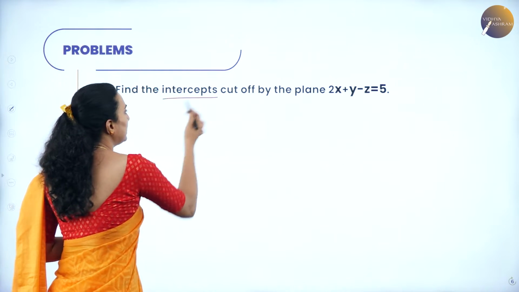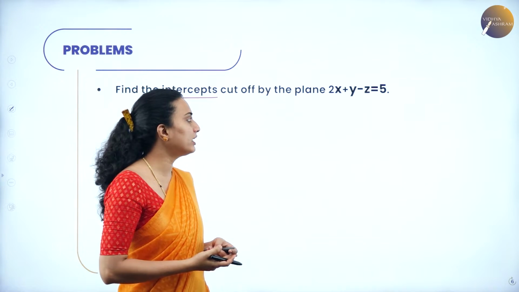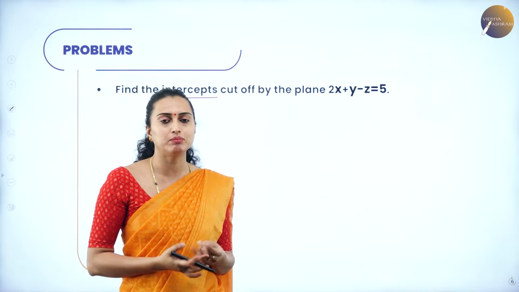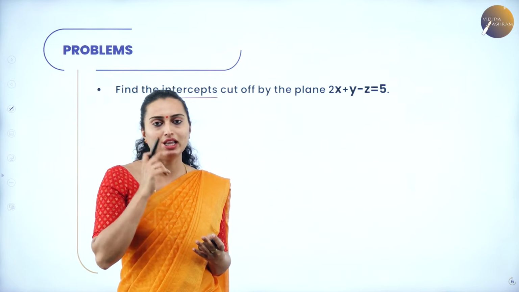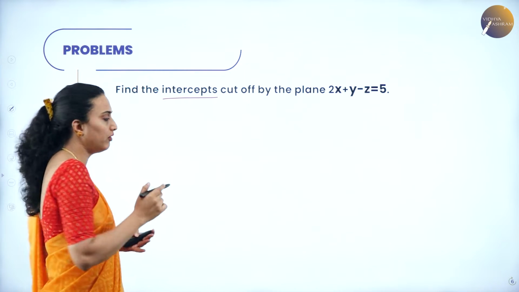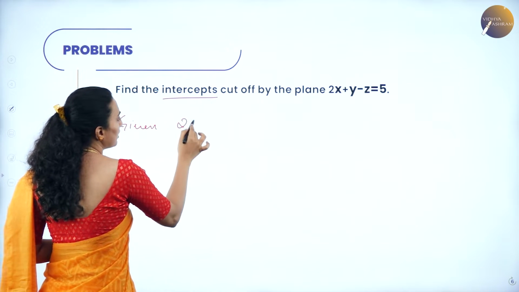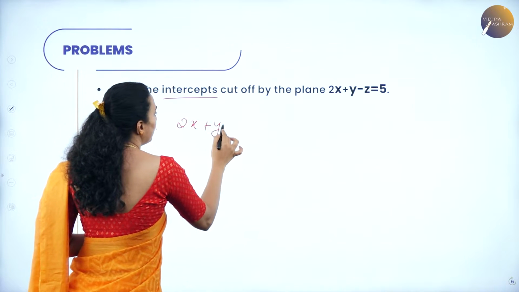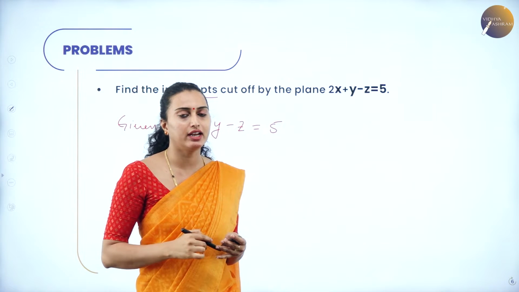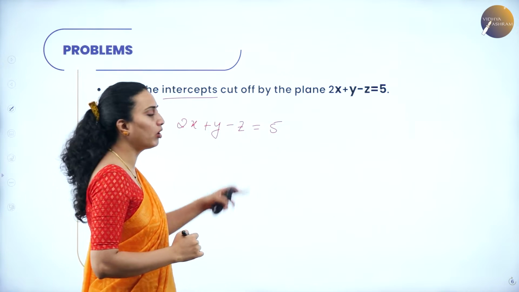Find the intercepts cut off by the plane 2x plus y minus z is equal to 5. You need to find out the intercepts, that means the A, B, C values. Let me take the given equation: 2x plus y minus z is equal to 5. What I want on the right hand side is 1. So I am going to divide throughout by what?